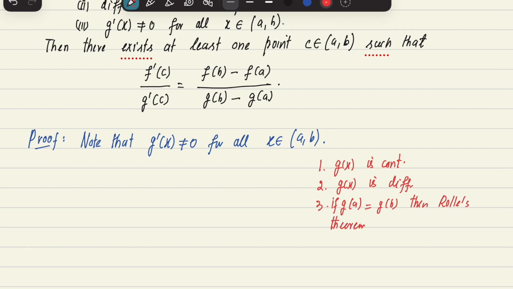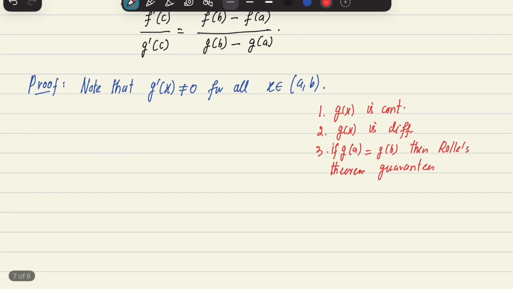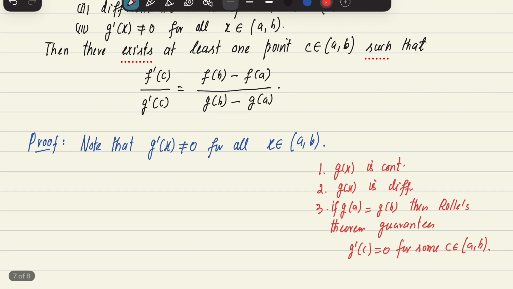Suppose this condition is also true, g of a equals g of b. Then Rolle's theorem guarantees that g dash of c is equal to 0 for some c belonging to the open interval a b. We are already given that g of x is continuous and differentiable. So if g of a is equal to g of b, then Rolle's theorem will guarantee the existence of a point c such that g dash of c is equal to 0. Now here comes our valid point. We are given that g dash of x is not equal to 0.